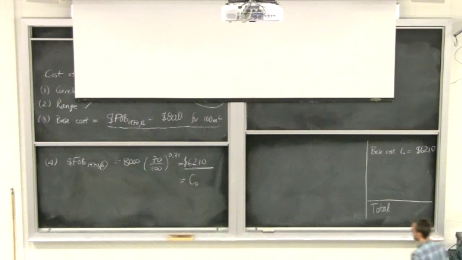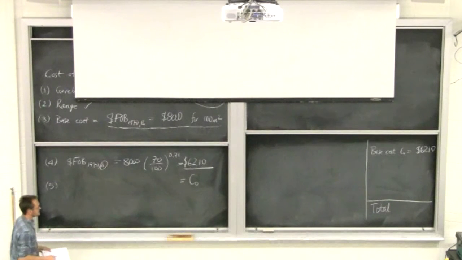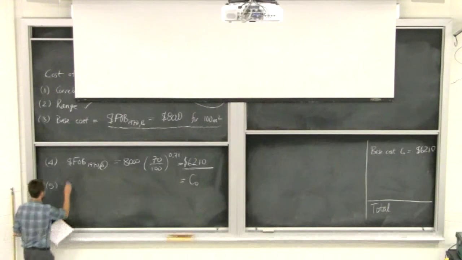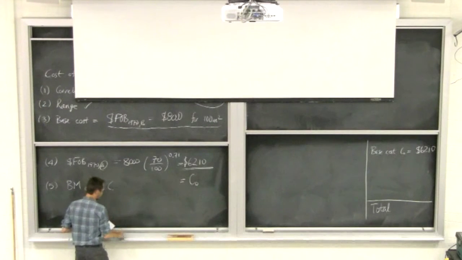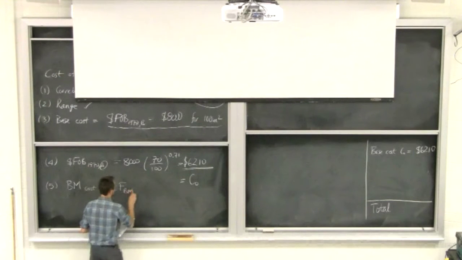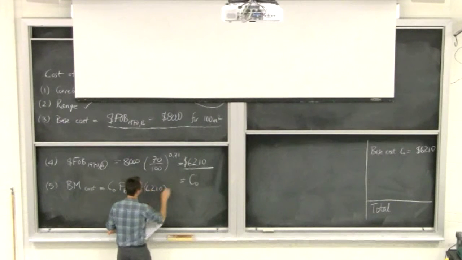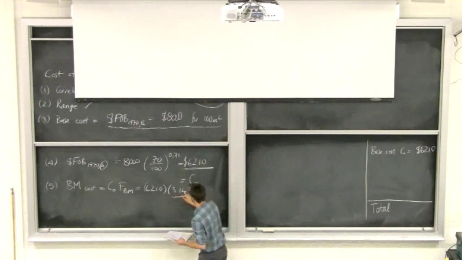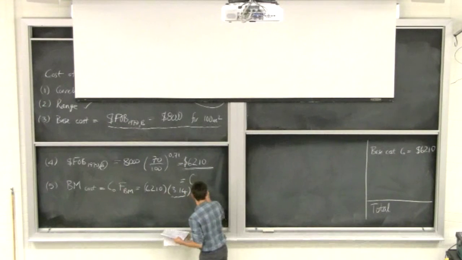Now, the fifth step is to apply the bare module factor, recognizing that the unit doesn't exist in isolation. We have all sorts of other things around it to help that unit work. And essentially, what that comes down to is the bare module cost is equal to that base cost C0 times the FBM, the bare module factor. So 6210 times 3.14 was the bare module factor for this heat exchanger. Sorry, 3.14 is the value for all heat exchangers, I should say. And that cost then is 19,500.